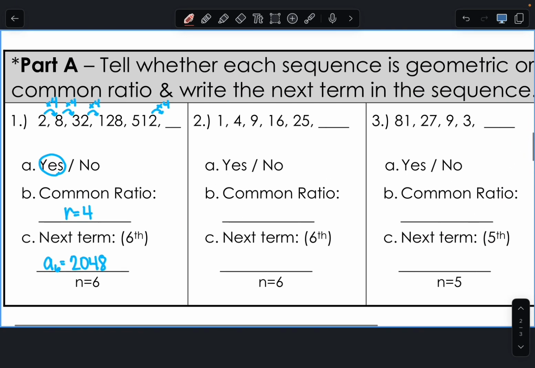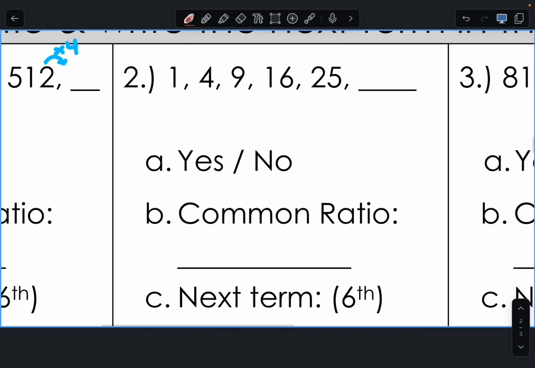Number 2. What do we do to get from 1 to 4? Times 4. But then 4 to 9? Plus 5. 9 to 16. Is this a geometric sequence? No. We can go ahead and move on.